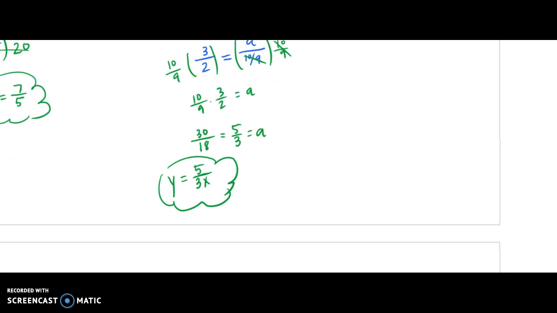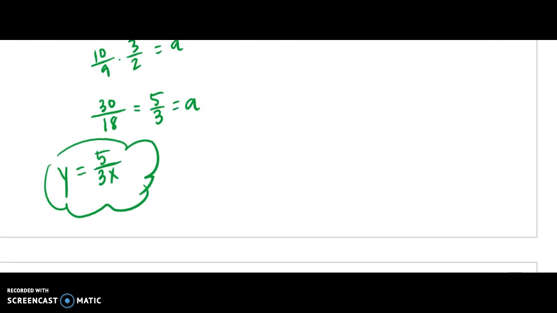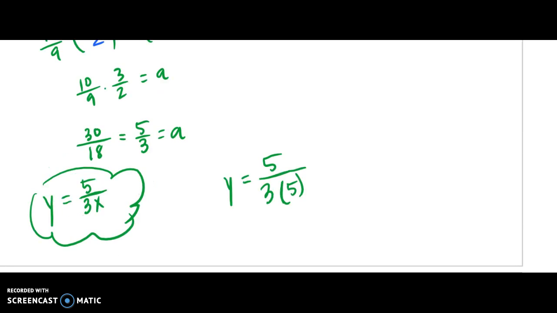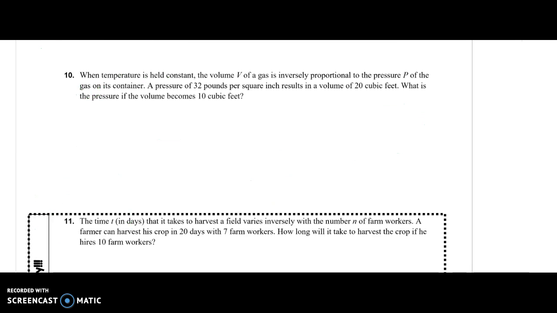So our equation, when we plug in our a, is y equals 5 over 3x. Now we're going to plug in 5 to our equation and see what we get for y. So when x is 5, these 5's are going to cancel out. We're going to get y equals 1/3. And that's our solution. The next part is a word problem.